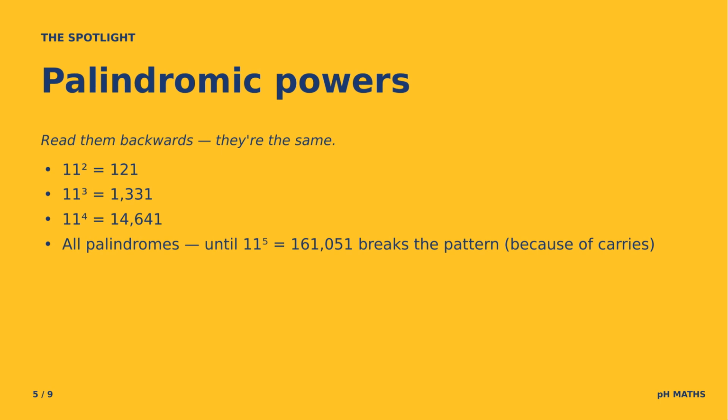Palindromic powers. Read them backwards, they're the same. 11 squared, 121. 11 cubed, 1331. 11 to the fourth, 14641. These are actually the rows of Pascal's triangle: 1, 1, 121, 1331, 14641. The binomial expansion of 1 plus 1 all to the n. Once you get past 9, carries break the pattern, but until then, 11's powers are pure Pascal in disguise.